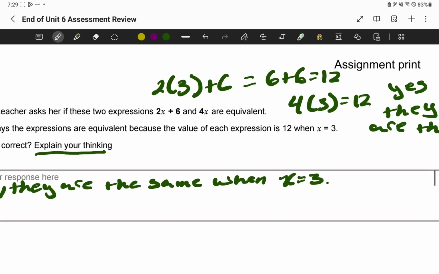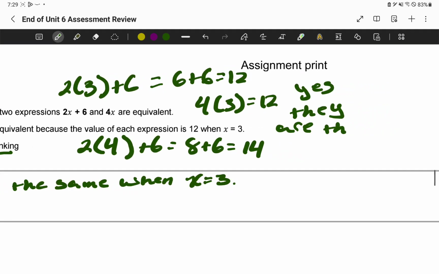But let's try another number. Let's try 4. So 2 times 4 plus 6. Well, that's 8 plus 6, which is 14. And 4 times 4 is 16.